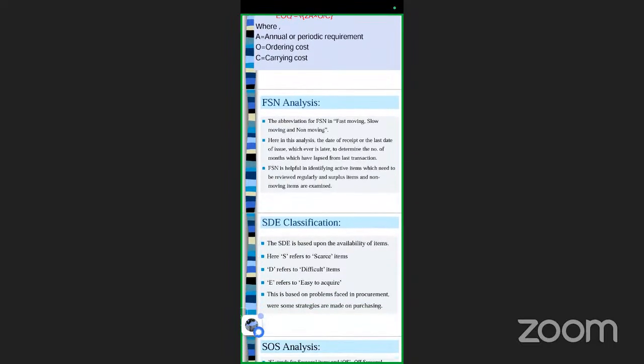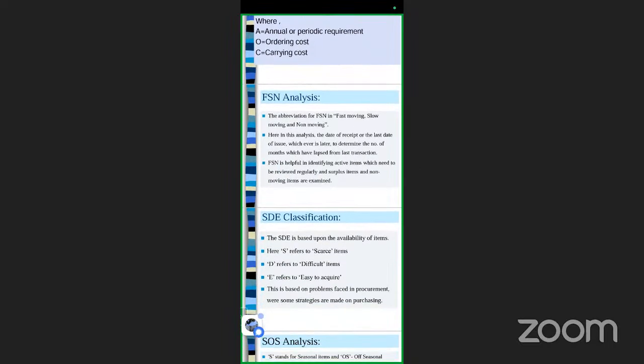Okay, next, FSN analysis is divided into fast moving, slow moving, and non moving. Fast moving means items which are used frequently. Slow moving means items which are used on and off. Non moving means rarely used items. That is also one of the categories.